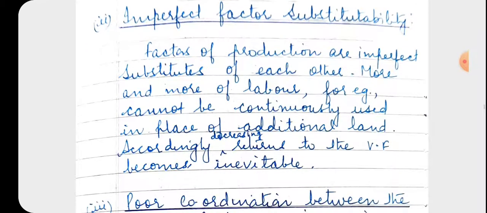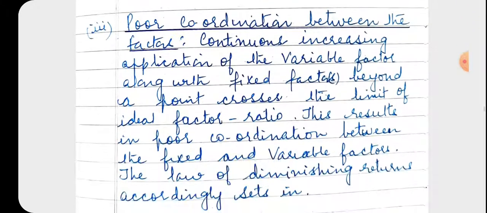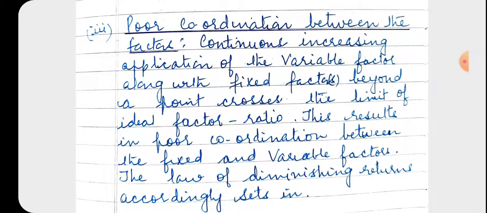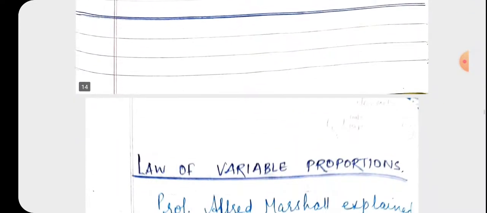Imperfect factor substitutability. The same thing: it tells you that factors of production are imperfect substitutes for each other. Labor is not a substitute for land. Now it's time to get additional land, and on that additional land we can employ more variable factors. The coordination between the fixed factor and the variable factor also gets disturbed, because of which the total production is increasing at a declining rate.